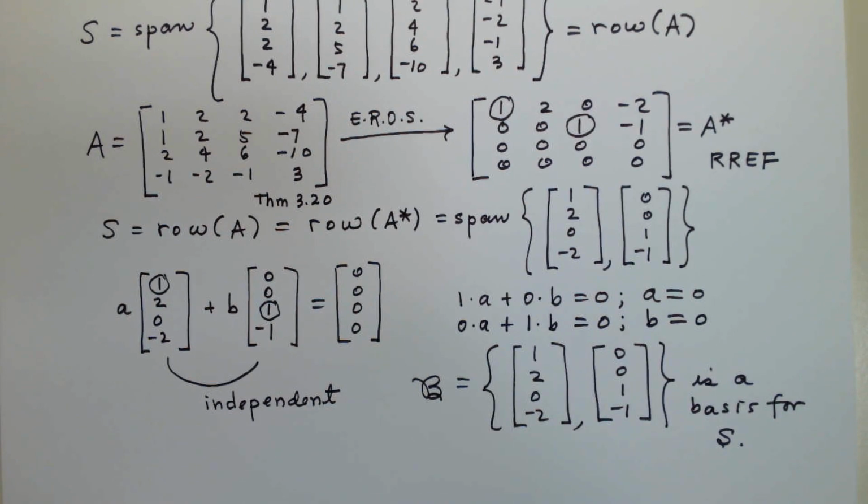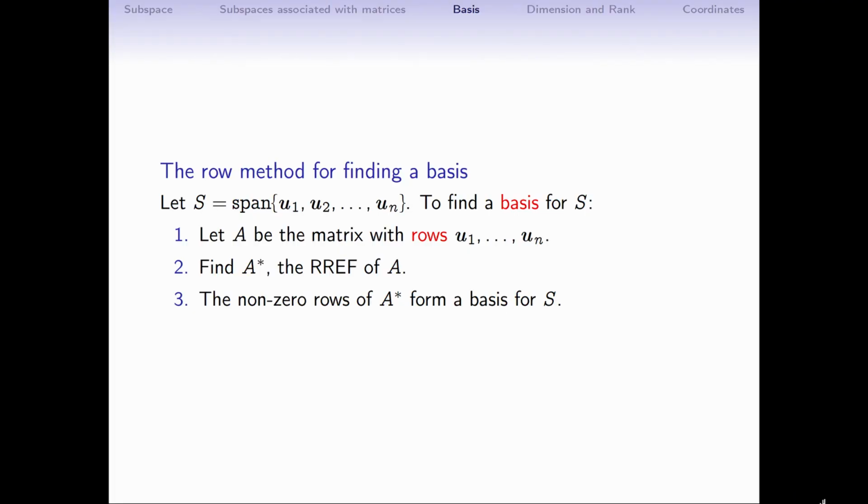for S. The solution to our previous problem reveals the following method. And I'll call this the row method for finding a basis. So let S be the span of some vectors u1 through un. To find a basis for S, let A be the matrix with rows u1 through un. Next, we'll find A star, which is just the reduced row echelon form of A. The non-zero rows of A star form a basis for S.